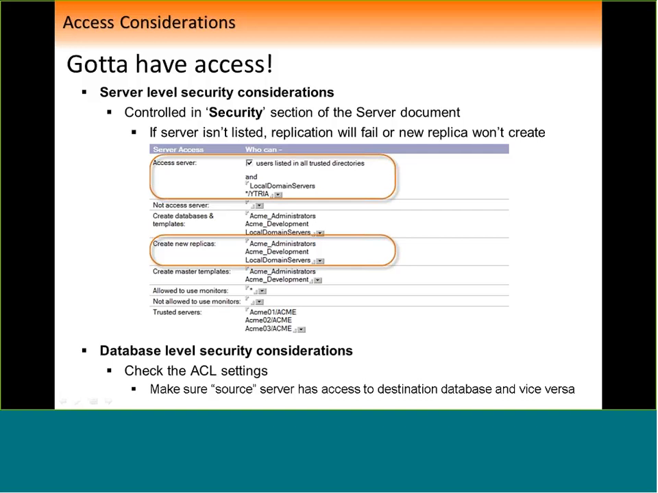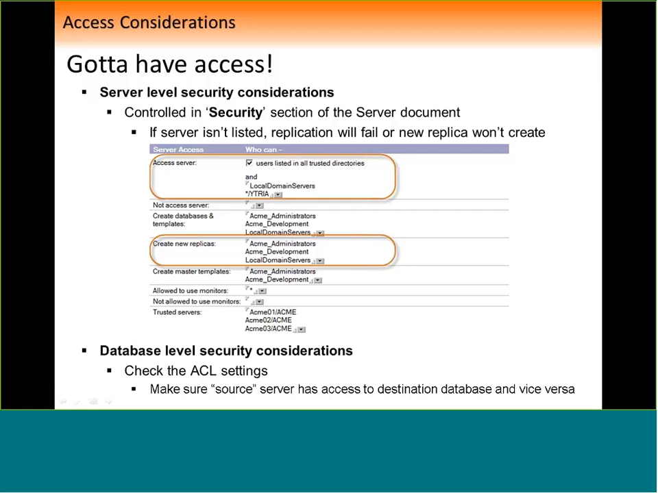And then all of a sudden you have replication problems. You're wondering, why in the world can this server not replicate? All of my other servers are replicating fine. Well, you go into the security access section of the server document and you find out that server's not listed. So the better thing to do is just put in local domain servers. So that's making sure that the servers have appropriate access to each other to even be able to begin working with replication.